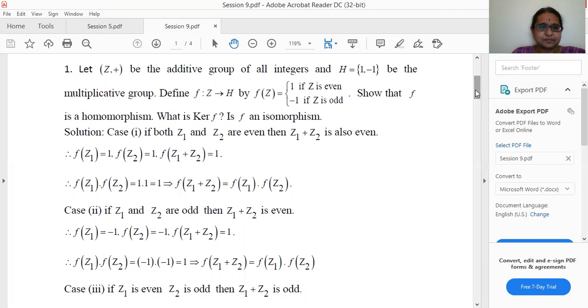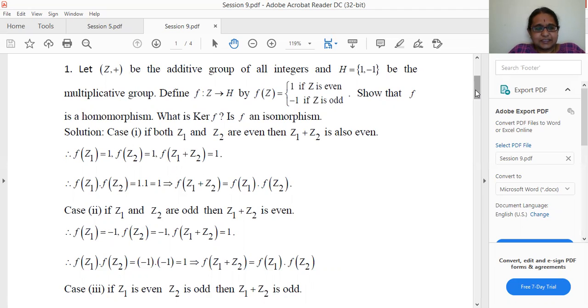Now here addition is the binary operation for Z and multiplication is the binary operation for H. So if the mapping has to be a homomorphism, then F of Z1 plus Z2 should be equal to F of Z1 dot F of Z2. So here F of Z1 dot F of Z2 is again 1. So LHS is equal to RHS. Therefore F of Z1 plus Z2 is equal to F of Z1 dot F of Z2. So under the condition when both Z1, Z2 are even, the mapping F is a homomorphism.